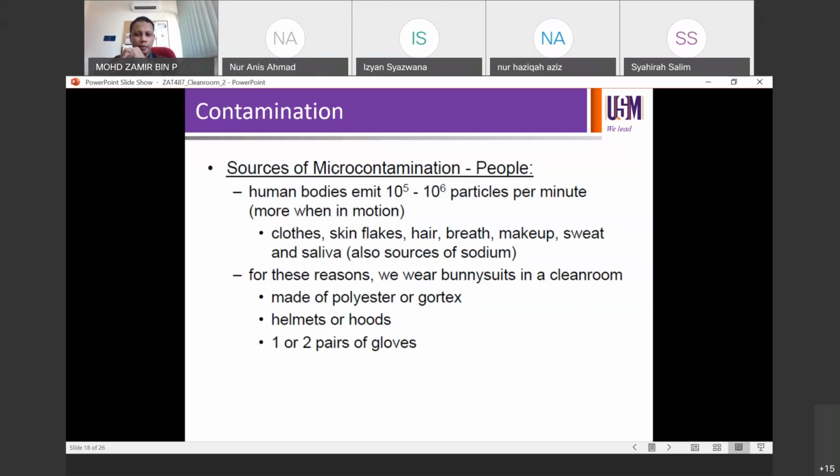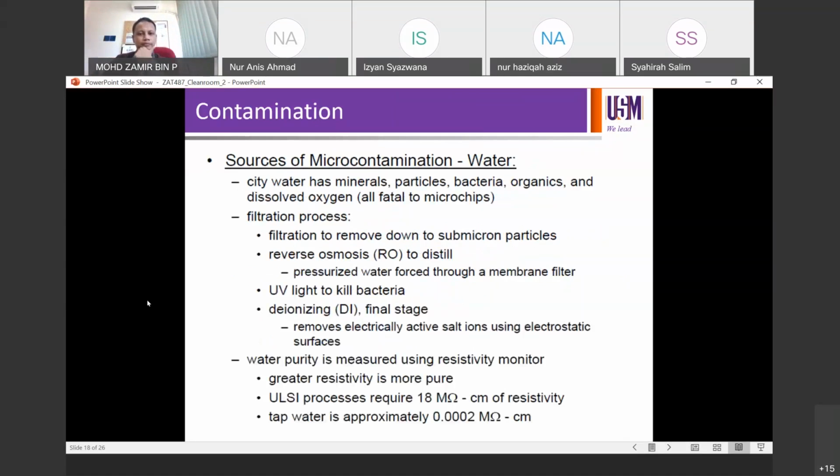So for this reason, we wear bunny suits in a clean room. It's made of polyester, Gore-Tex. We have helmets or hoods, 1 or 2 pairs of gloves. We have booties as well. Okay, so that's why we need to dress up. Water can also be a cause of contaminants: particles, bacteria, organics. So that's why the water quality has to be monitored, and this is done by the facilities department.